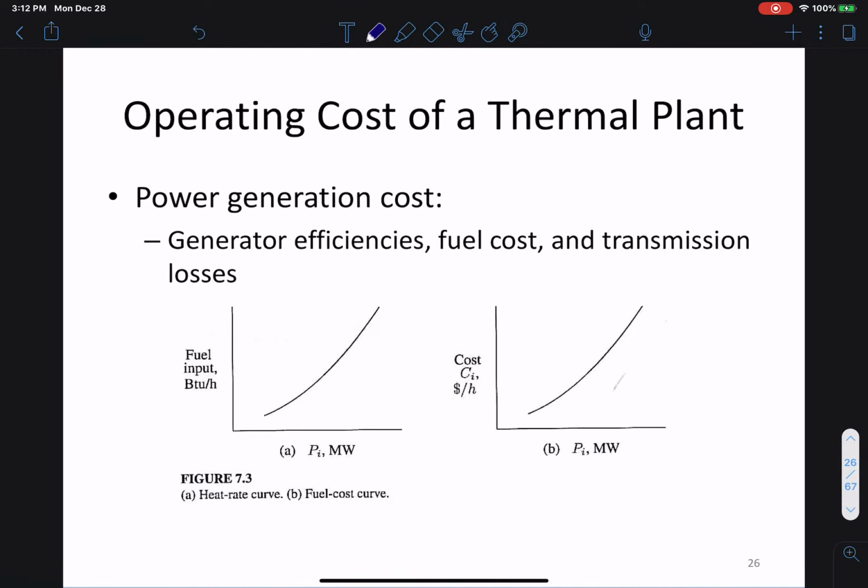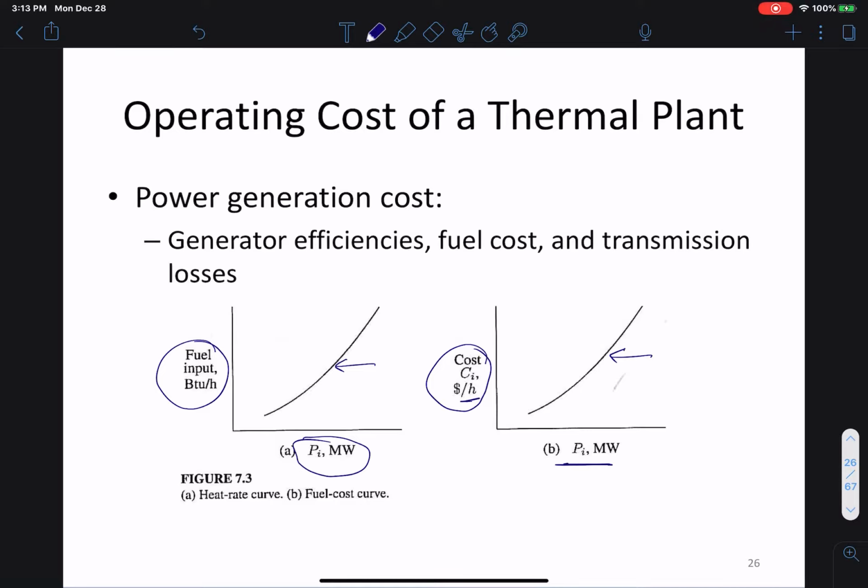Let's get started here. In a power system, your fuel input, like what kind of fuel is coming in, and the power output of the generator can be described by a quadratic function. And the same here, your fuel cost, how much it costs per hour, can be drawn against the power output using a quadratic function.